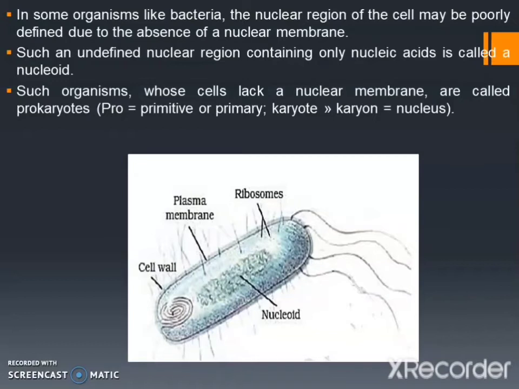What is this pro? Pro means primitive. Okay, primitive എന്ന് വെച്ചാൽ പണ്ടുള്ള ഓർഗാനിസംസ് ഓർ പ്രൈമറി ഓർഗാനിസംസ് എന്നാണ് അർത്ഥം. Okay, and karyot or karyon means it is nucleus. Okay, ഈ വേർഡിന്റെ മീനിങ് എന്നാ nucleus. So such organisms like bacteria who do not have nuclear membrane are commonly termed as prokaryotes, which are the primitive nucleus. Okay, so they don't have a well defined proper nucleus.